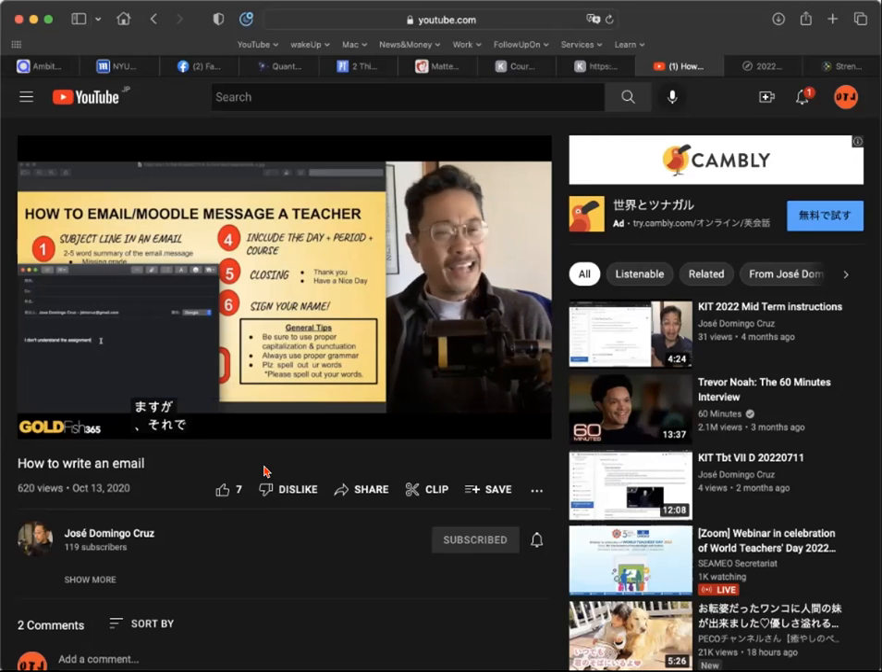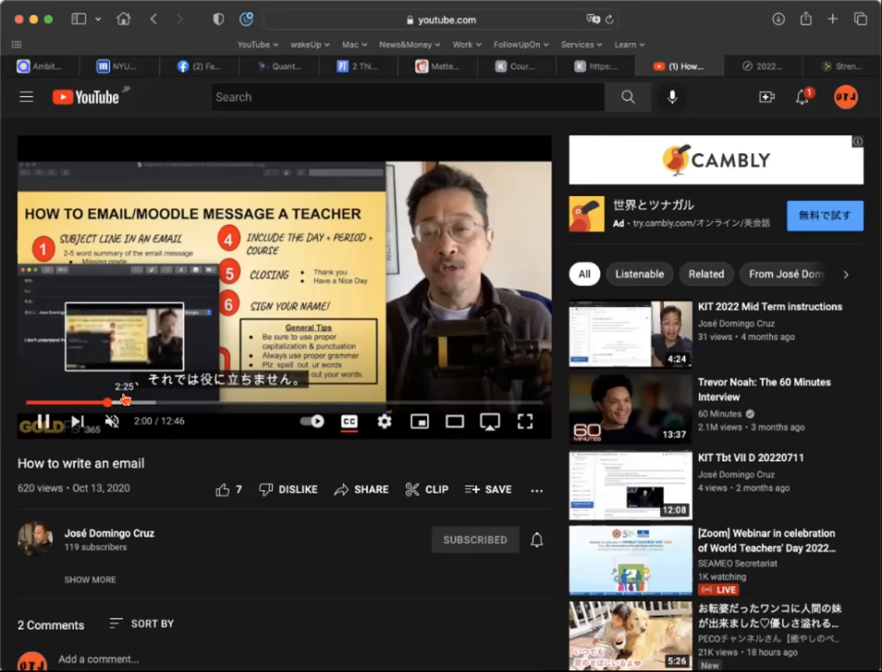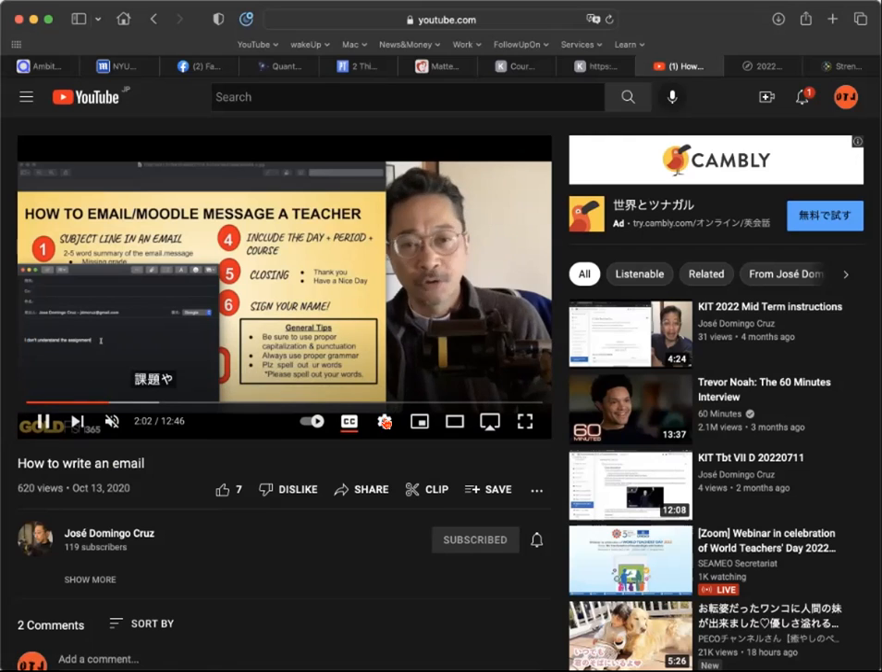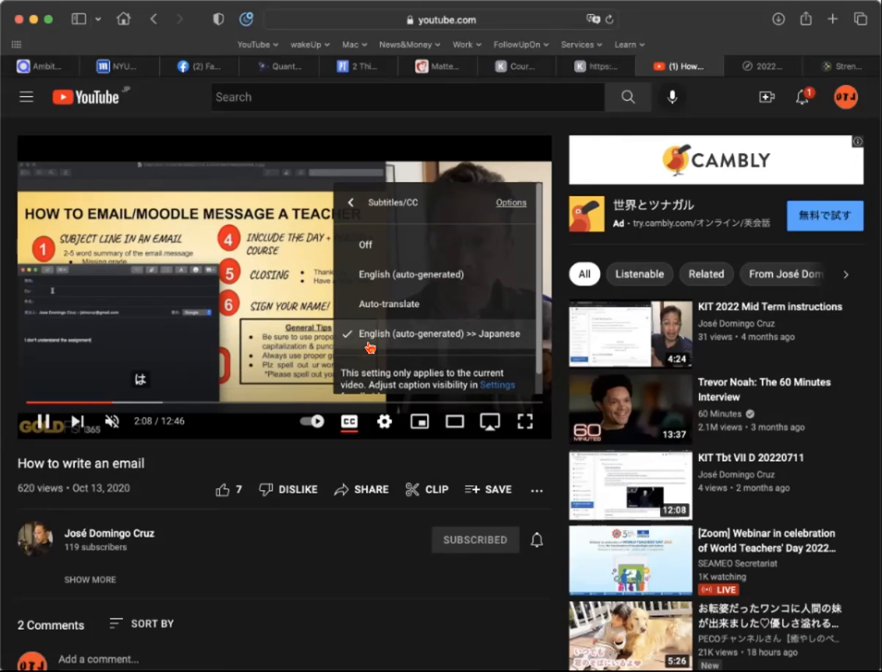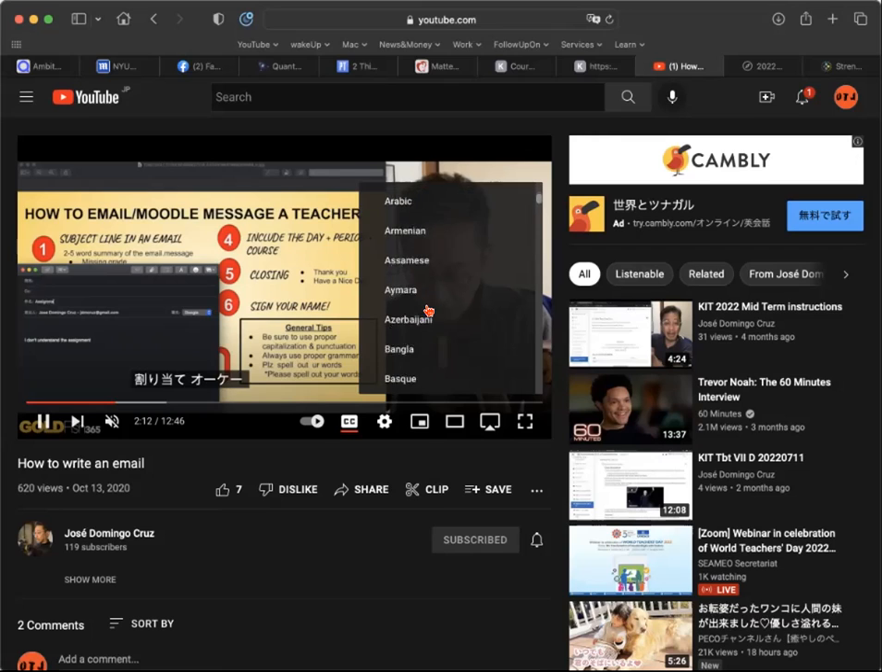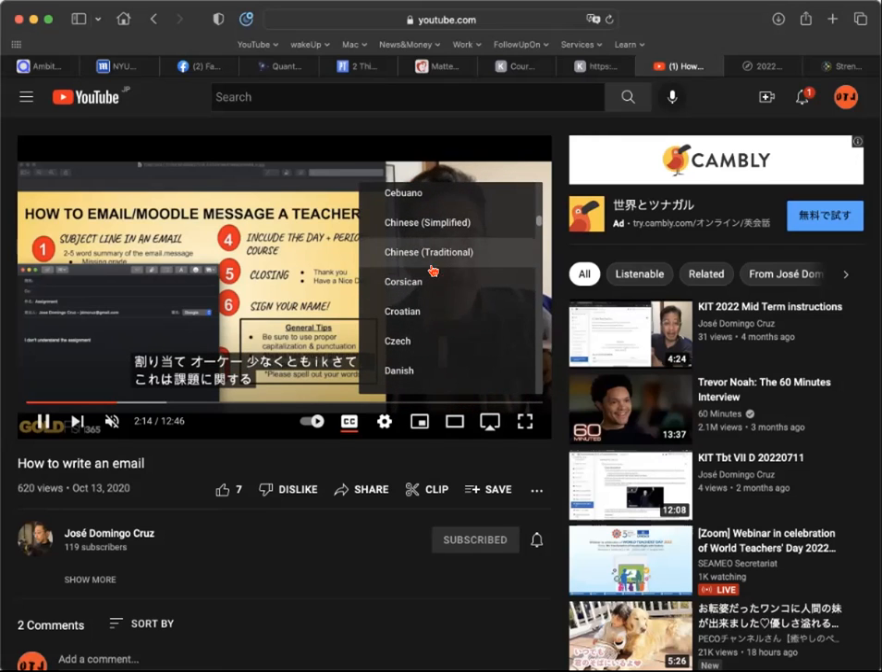Actually, here, watch this. I'm going to stop this for a second. I'll show you that one more time, by the way. That's the gear icon. Come up here to subtitles, or in Japanese, that would be jimaku. Choose auto translate and choose the language that you want. And there's lots of languages here. If you're Chinese, change to Chinese. If you're Korean, change to Korean.